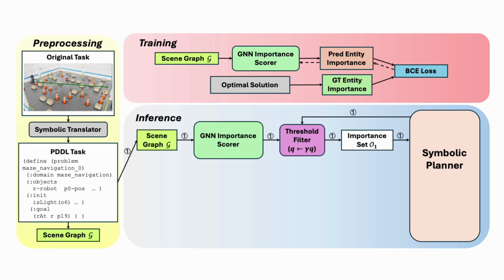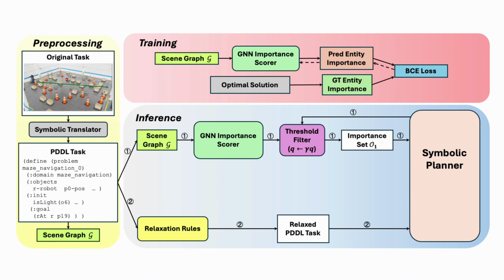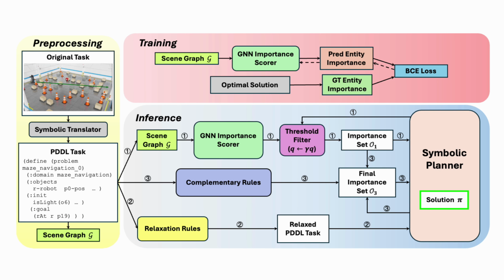However, step 1 may exclude some important entities, rendering the simplified task unsolvable. To discover such omissions quickly, we solve a rule-relaxed version of the original task and add any newly involved entities to the step 1 set. Finally, we apply lightweight complementary rules for local consistency and then plan once more on this final simplified task to get a solution.